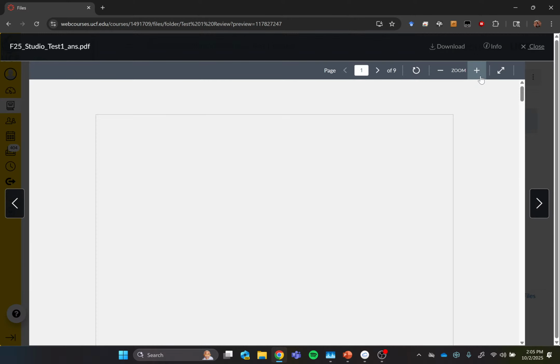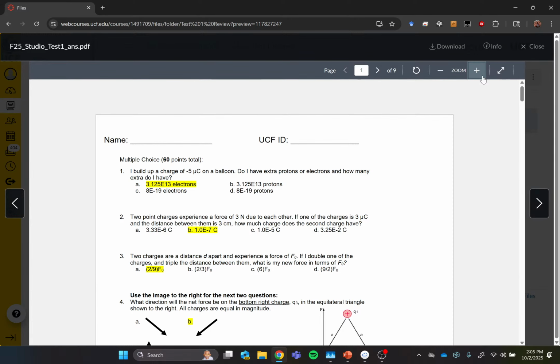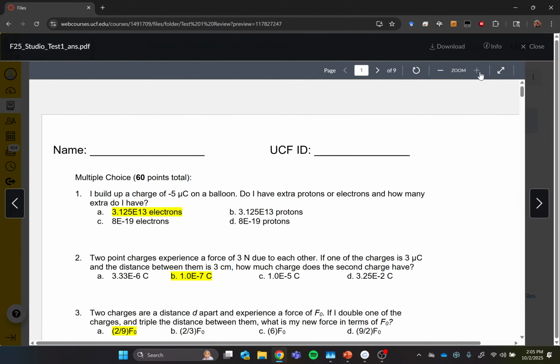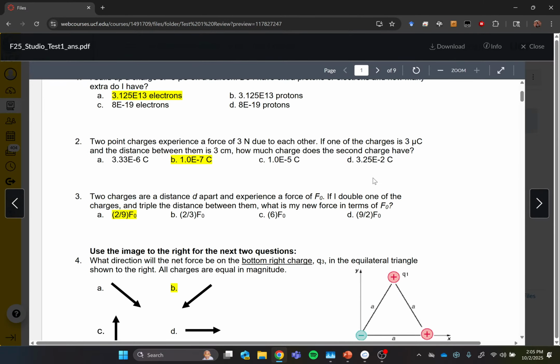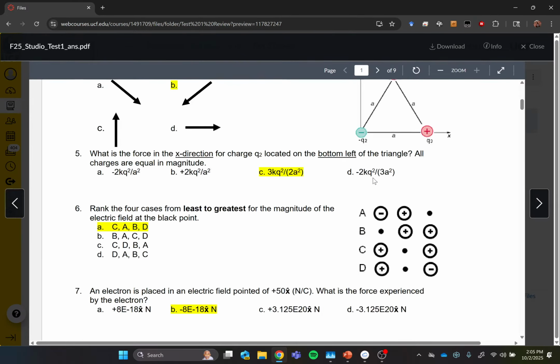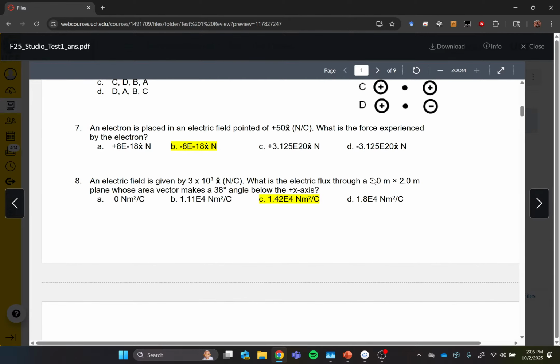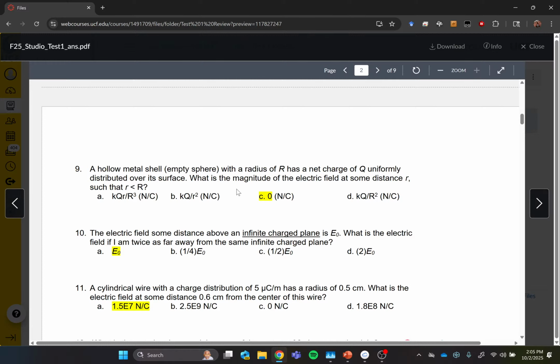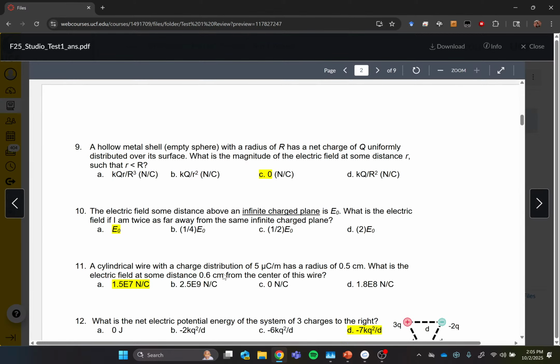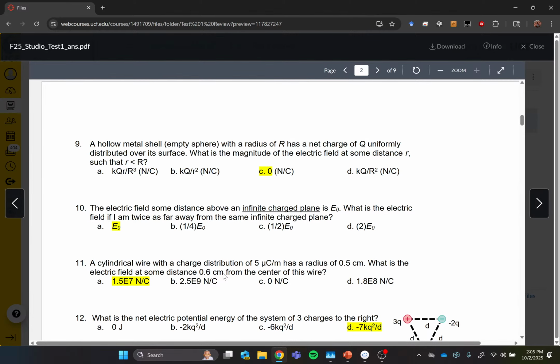Now, this one is in the order of the concepts we've covered. Your tests were obviously not in that order on purpose. I'm just going to scroll down to the Gauss's law questions, and I think they're all going to be in a row. We're going to go one at a time. It's literally number 9, 10, and 11. It's all Gauss's law.